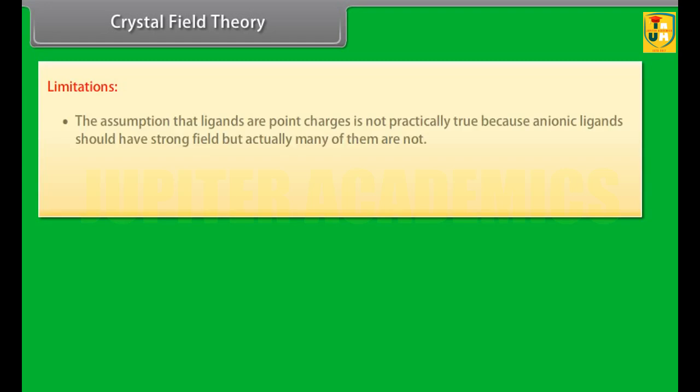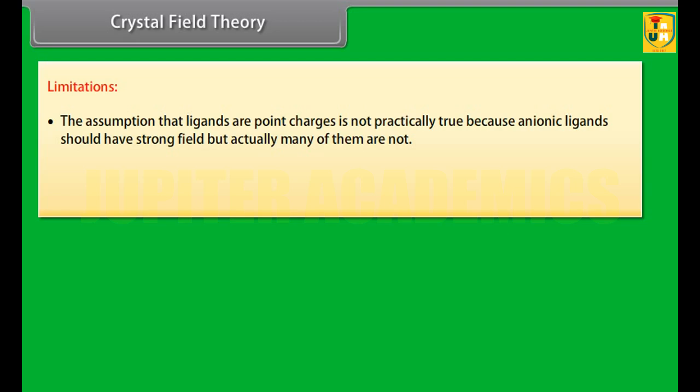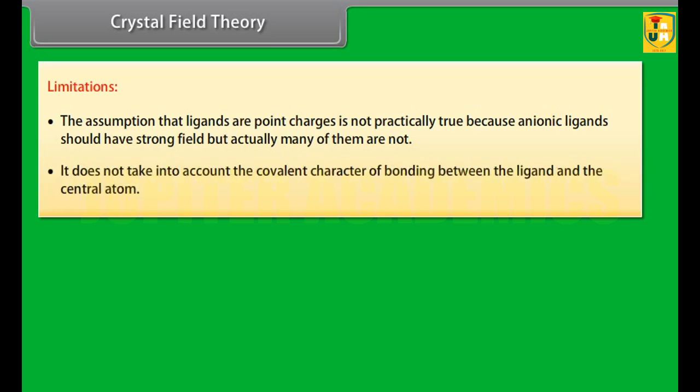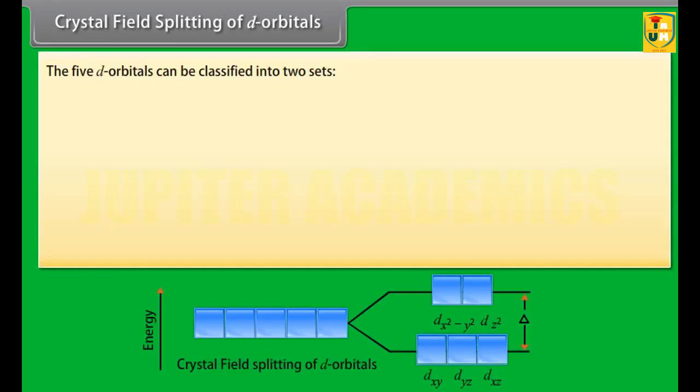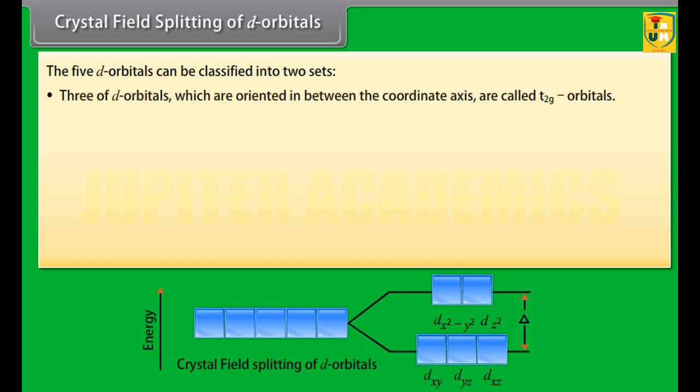The main limitations of crystal field theory are following. The assumption that ligands are point charges is not practically true because anionic ligands should have strong field, but actually many of them are not. It does not take into account the covalent character of bonding between the ligand and the central atom. Crystal field splitting of d orbitals. The 5 d orbitals can be classified into 2 sets. 3 of the d orbitals which are oriented in between the coordinate axes are called t2g orbitals. The other 2 d orbitals oriented along the axis are called eg orbitals.